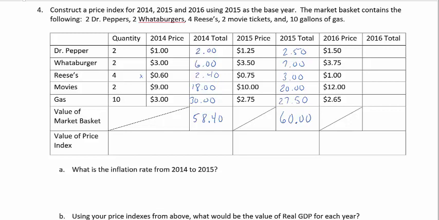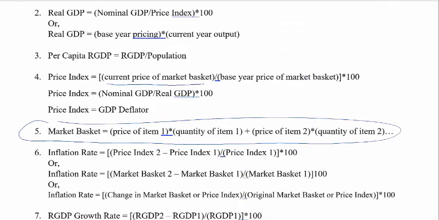For 2016, we're going to do the same thing. You have $3 worth of Dr. Pepper, $7.50 worth of Whataburger. You've got $4 worth of Reese's, and then $24 worth of movies, and then $26.50 for our gasoline. So when we add that up, we get $10.50, $14.50, $38.50, $58, $54, $55, $65 worth of the market basket. Alright, so then let's go back and review what we got to do next.